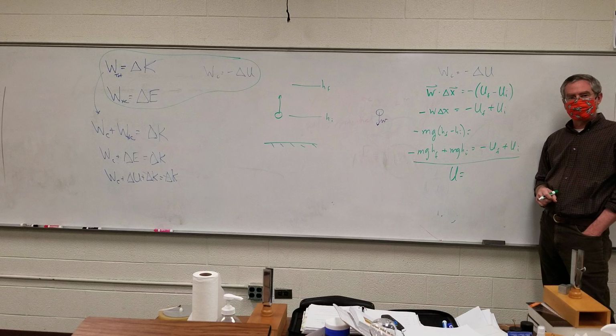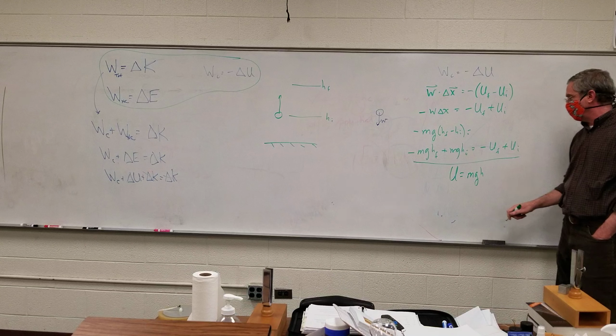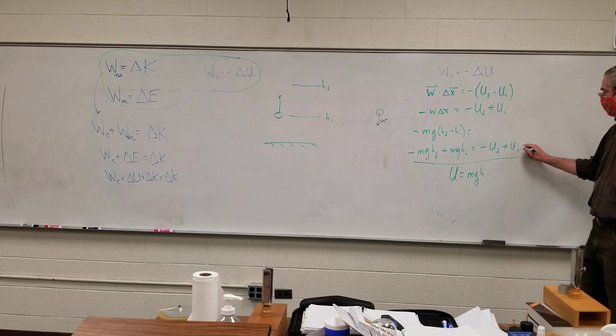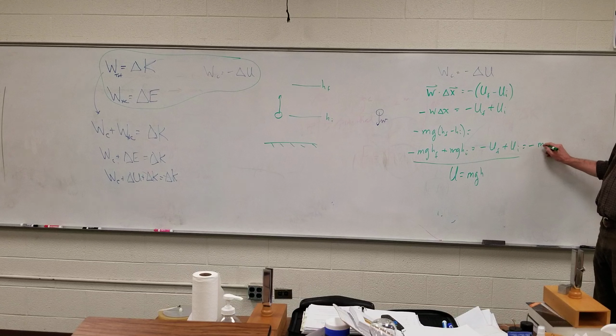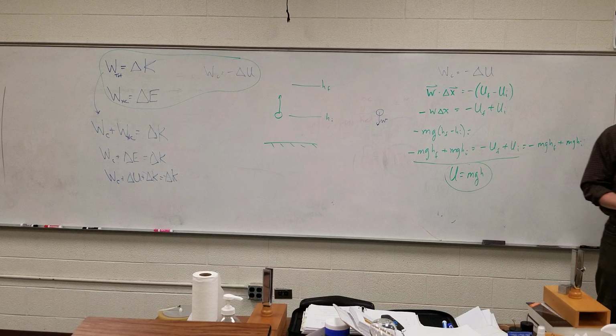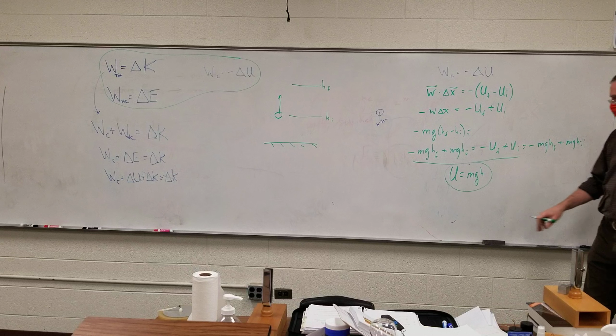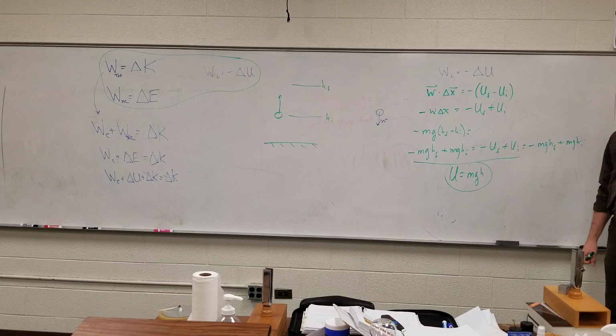U is equal to mgh. So does that work? If U is equal to mgh, then this would become negative mgh final plus mgh initial. That's what we have over there. So U is equal to mgh works. What's another equation that would also work? There are an infinite number of them. So U is equal to W times displacement, so weight times displacement.